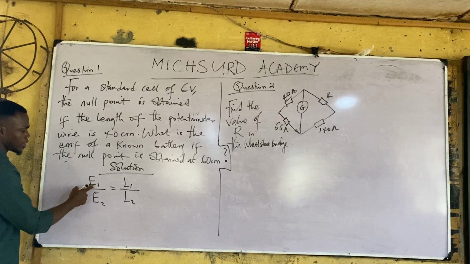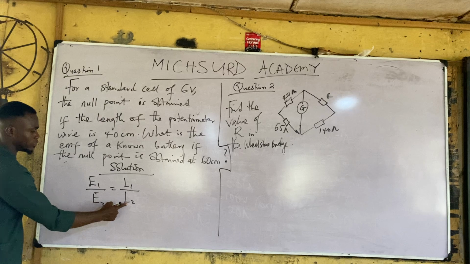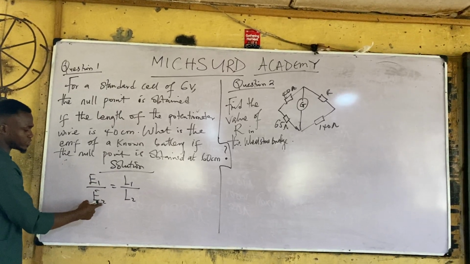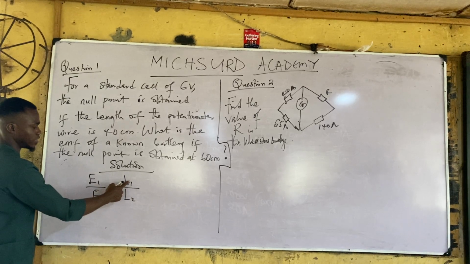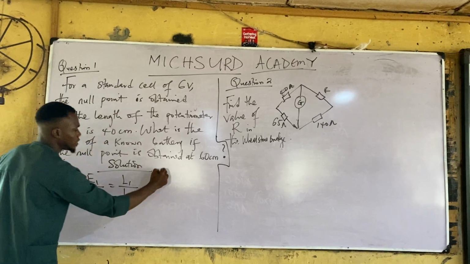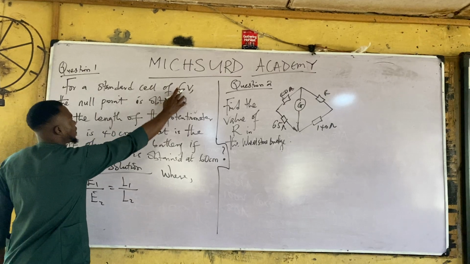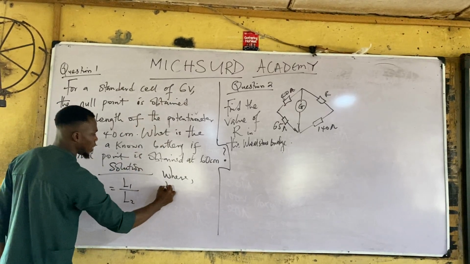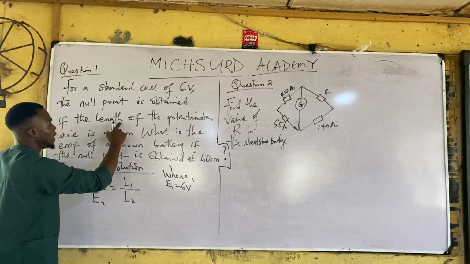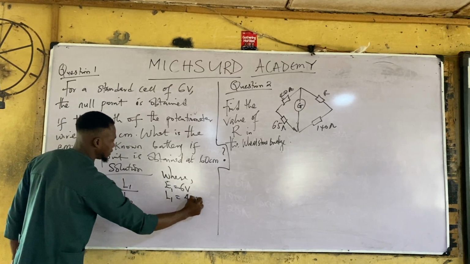So our E1 over E2 equals L1 over L2. This is the EMF of the first case, the EMF of the second case. This is the length of the first case, the length of the second case. So from the question here, we are given the EMF in the first case, which is 6 volts. So our E1 is equal to 6 volts. And we are also given the length that corresponds to that 6 volts, which is 40 centimeter.